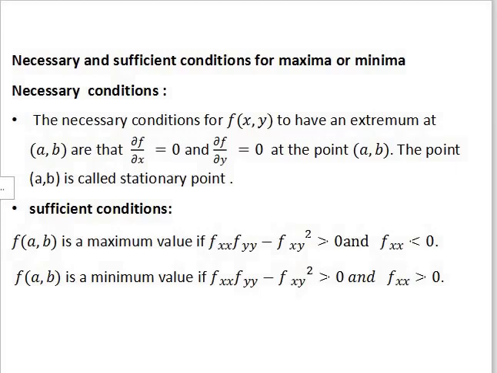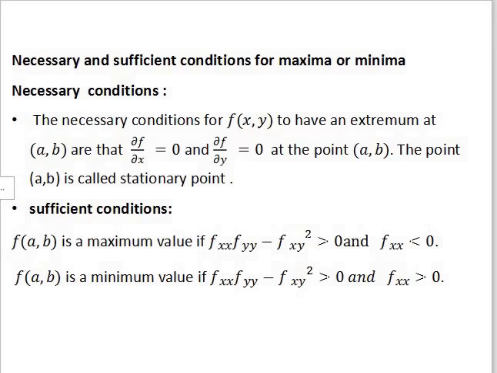Sufficient conditions: f of a comma b is a maximum value if fxx, the double derivative dou square f by dou x square, times fyy, dou square f by dou y square, minus fxy, that is dou square f by dou x dou y, whole square, is greater than 0, and fxx, dou square f by dou x square, is less than 0.